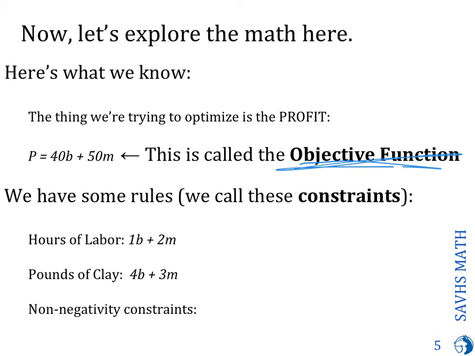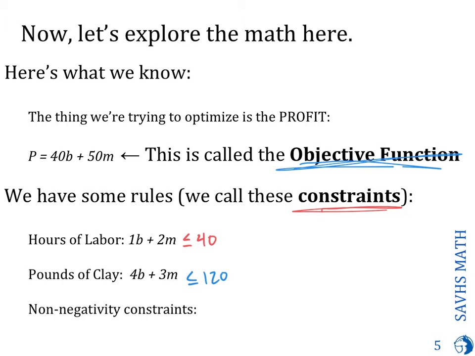The rules that we created about the number of labor hours and the number of pounds of clay that we could use every day, those are called constraints. And the constraints usually tell you something that you have to limit. So in our case, we had only 40 hours of labor every day. So we had to create an inequality to say for every bowl and mug, they take a certain amount of time, you only have 40 hours in a day.